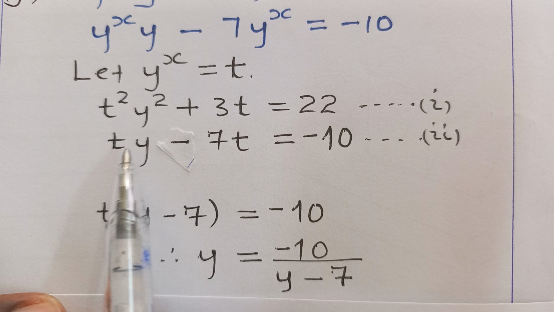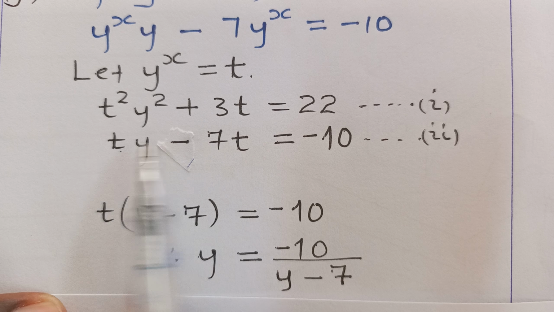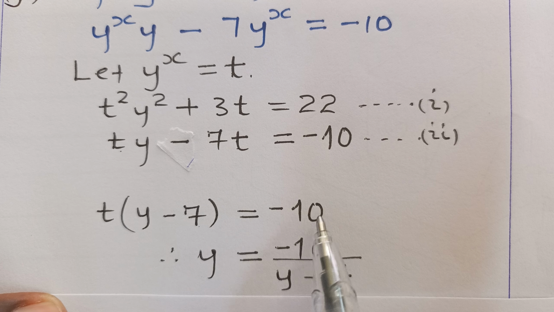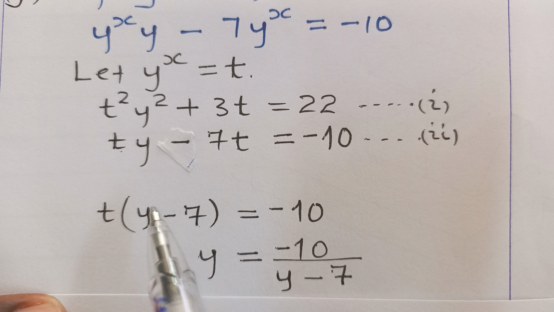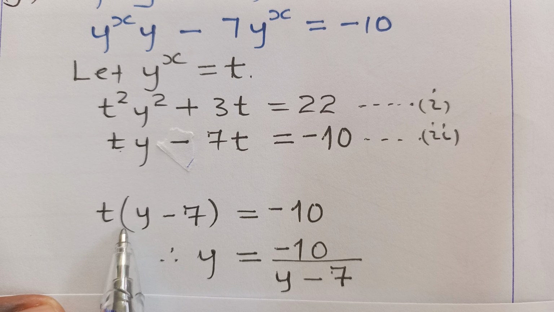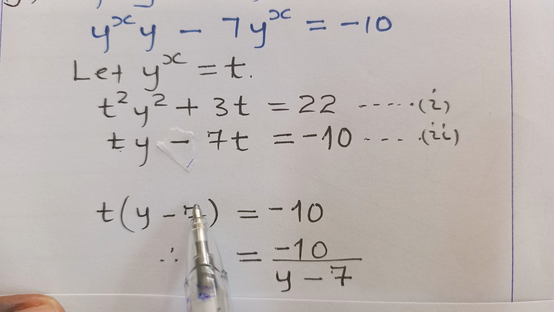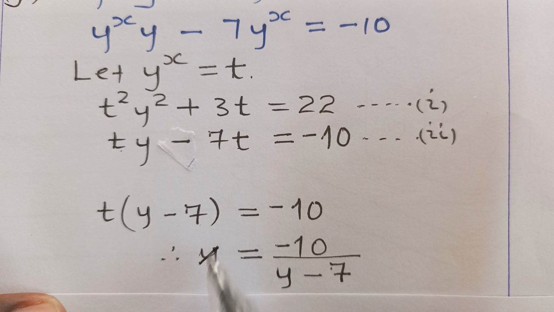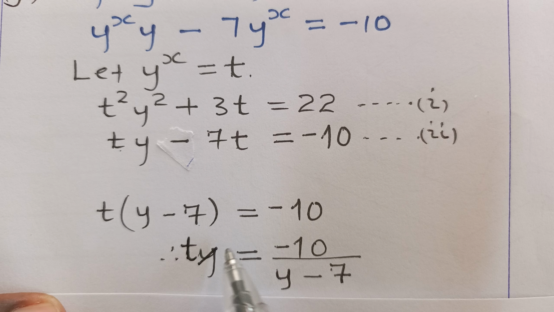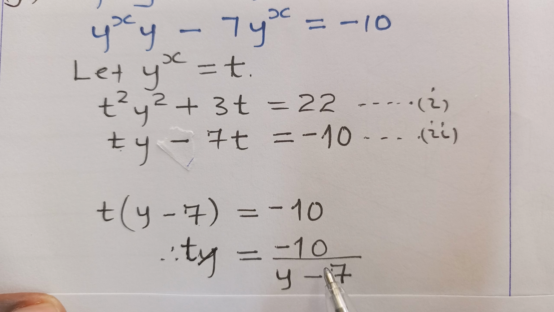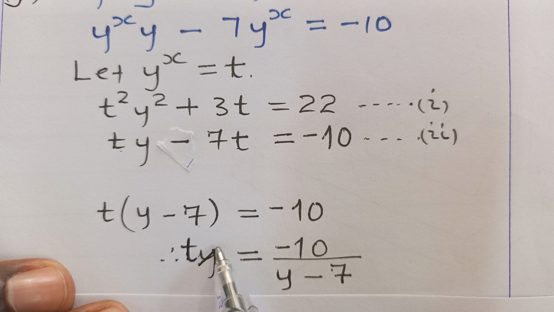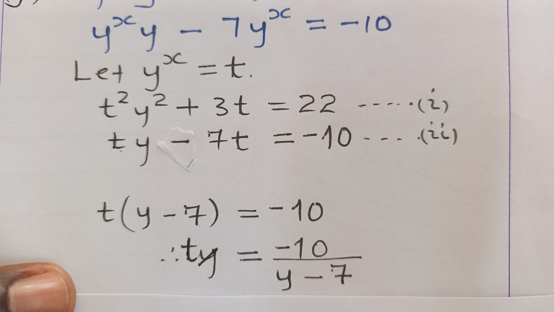Making t the subject of the formula, guys, we factor out the t. We are left with y minus 7, and now this equals negative 10. Guys, we can now divide each side by y minus 7. This one will become 1, and we are left with t. So t is equal now to negative 10 all over y minus 7. And here I had made a small mistake, and now it is supposed to be t.